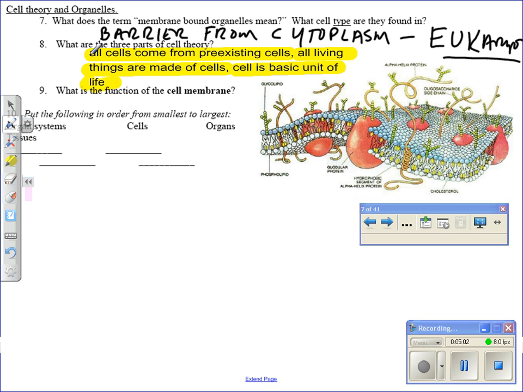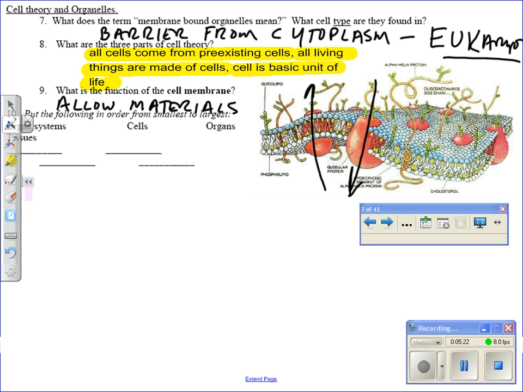What is the function of a cell membrane? It basically allows materials in and out of a cell. It allows materials to go in and out. Here's the membrane structure, the fluid mosaic model. It allows certain molecules to go in, certain molecules to go out.